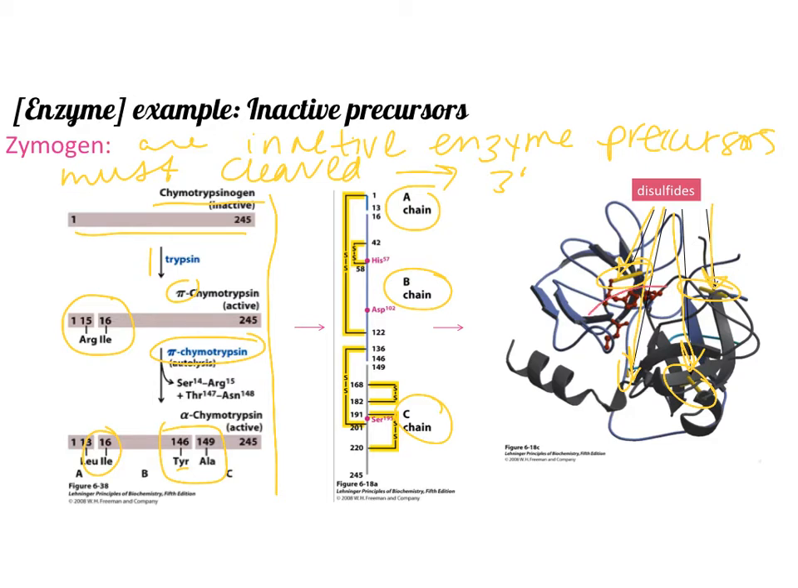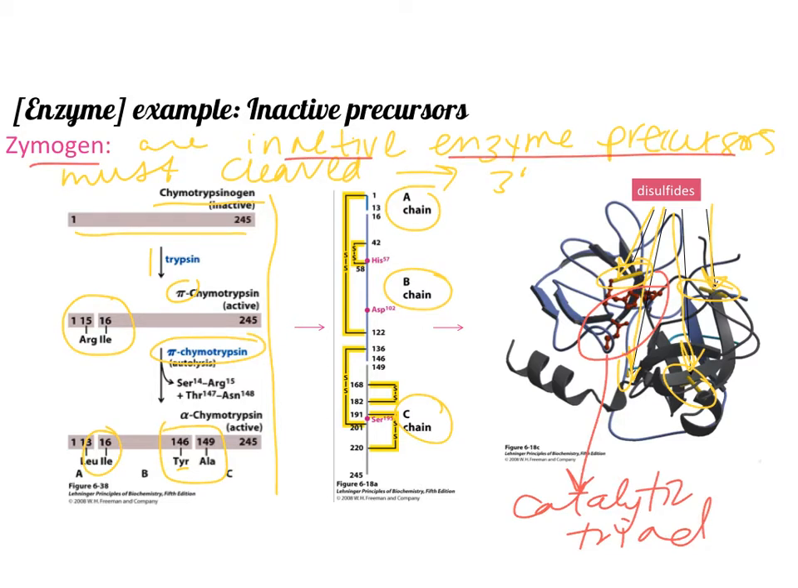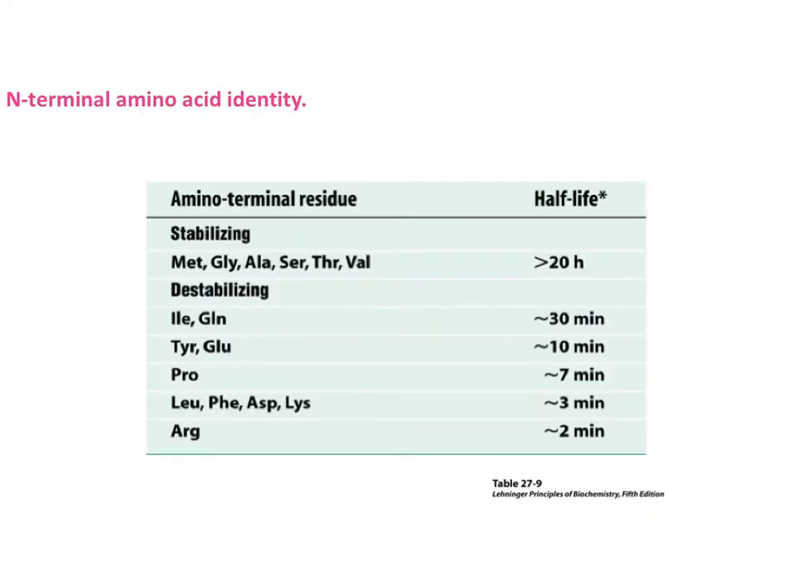And what's shown in red here is the catalytic triad. Okay, and if you didn't have this cutting and pasting, you wouldn't have the catalytic triad in the right orientation and proximity for catalysis. So again, zymogens are inactive enzyme precursors that must be cleaved into their tertiary structure in order to be active. All right, N-terminal sequence identity. I think this is really interesting and it's fairly simple.